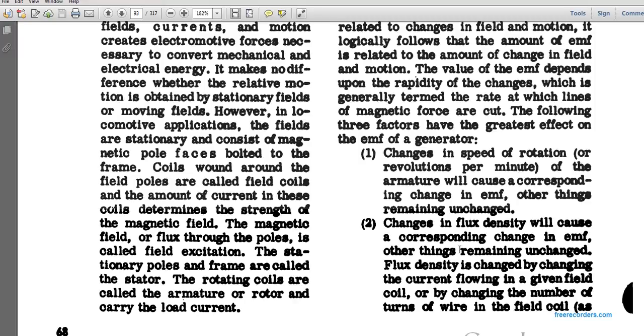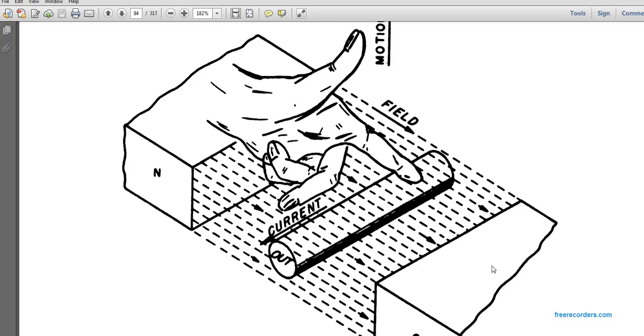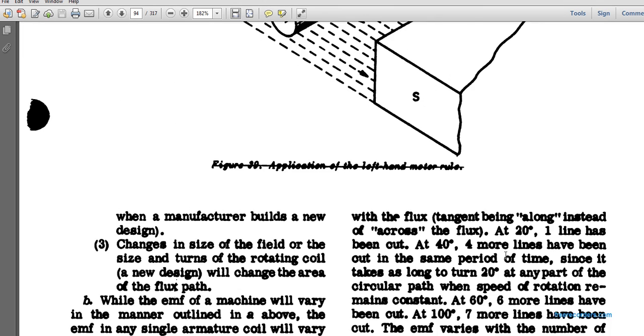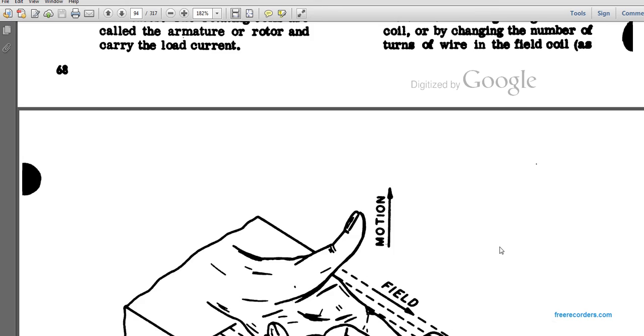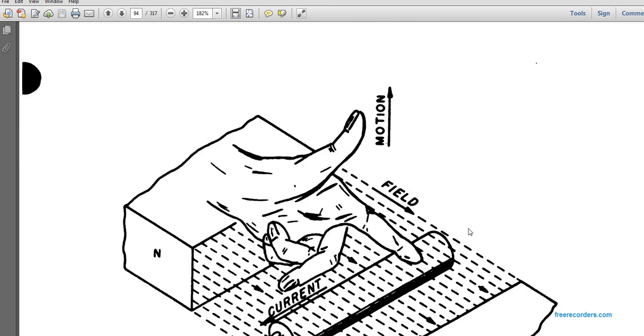2. Changes in flux density will cause a corresponding change in the EMF, other things remaining unchanged. The flux density is changed by changing the current flowing in a given field coil, or changing the number of turns of wire in the field coil. Here is Fleming's law with the 3 fingers, the thumb, the index, and the middle finger, which show the motion, the field, and the current.